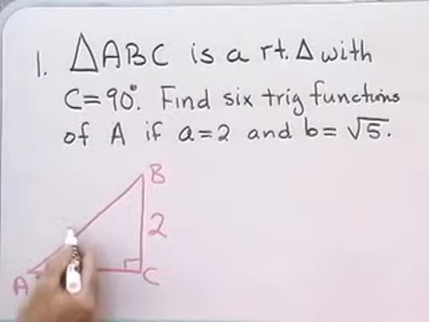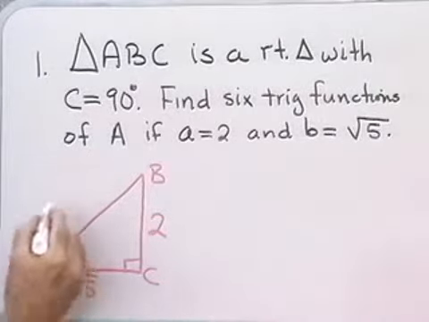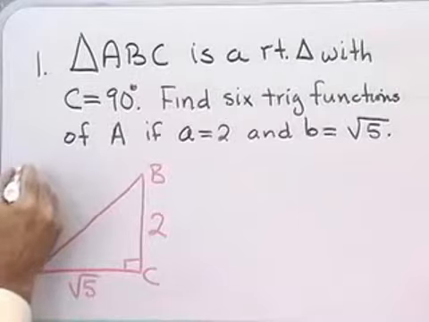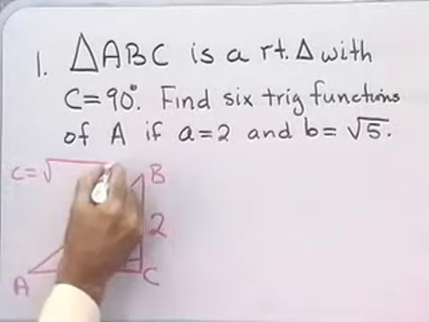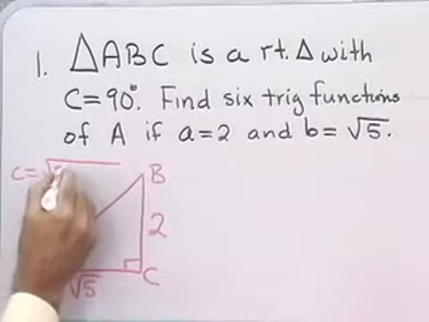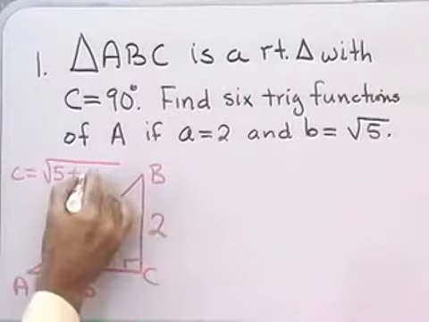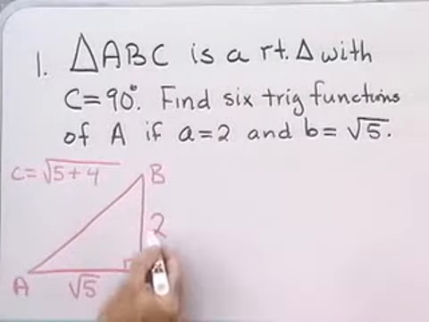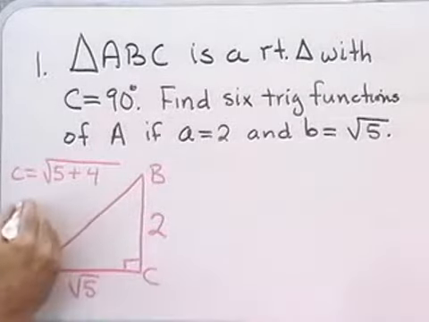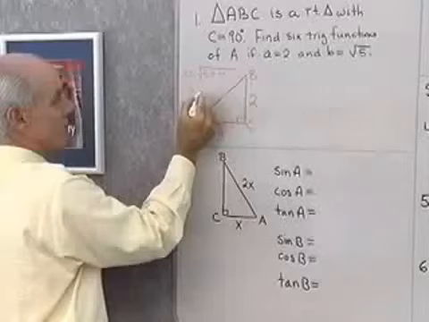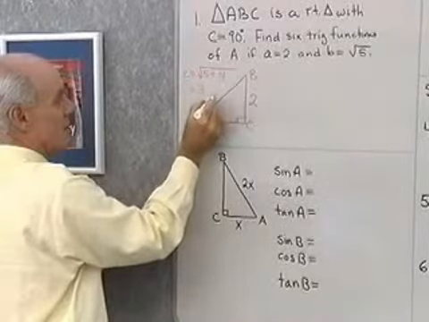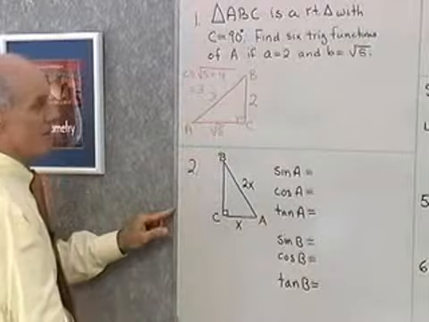Then I can find the length of this hypotenuse if I want by saying that C is the square root of A squared, which is 4, plus B squared, which is 5. When I square those, 4 and 5 is 9. That square root is 3. So that side's going to be 3.